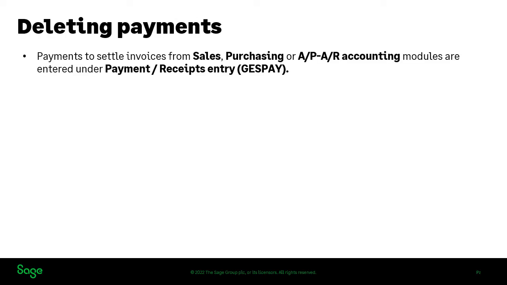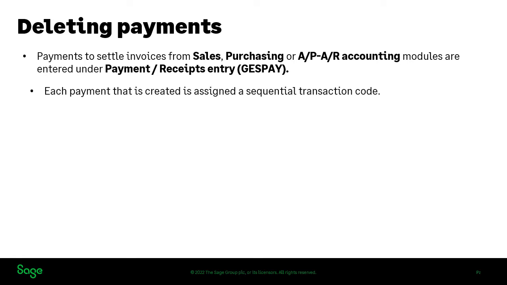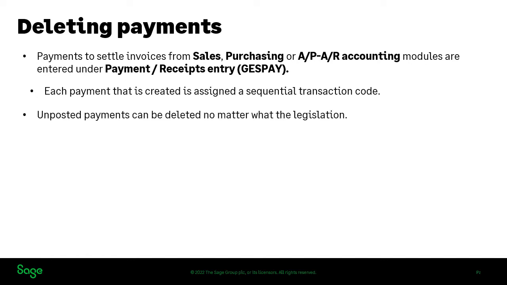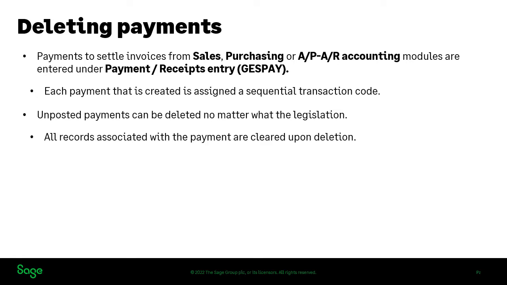Let's talk a little bit about deleting payments. Payments to settle invoices from sales, purchasing, or APAR accounting modules are entered under Payment Receipts entry, which is also called GES-PAY. Each payment that is created is assigned a sequential transaction code. Unposted payments can be deleted no matter what the legislation. And when you delete them, all records associated with the payment entry are cleared.